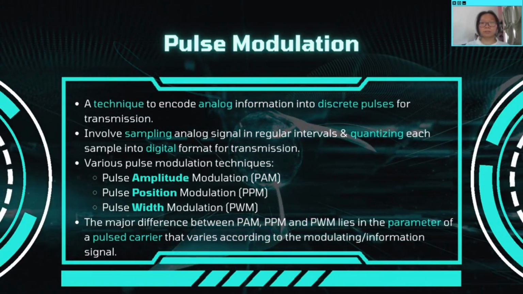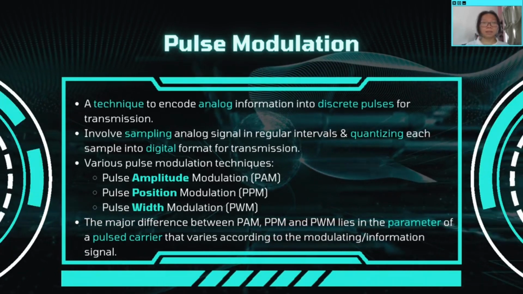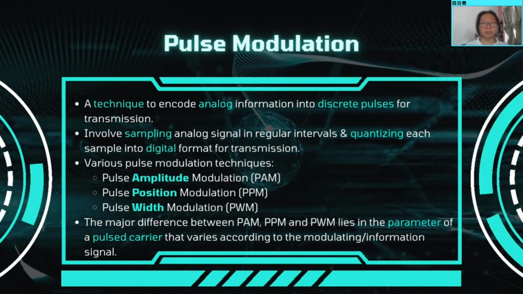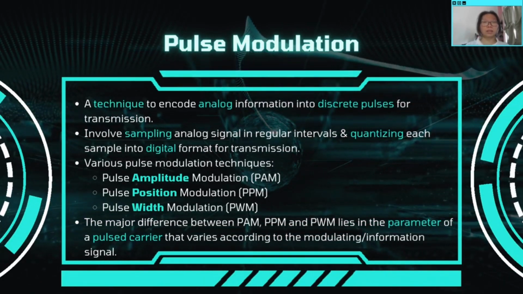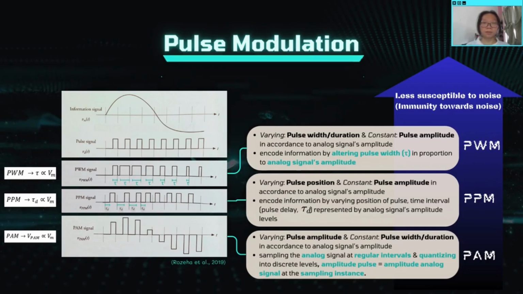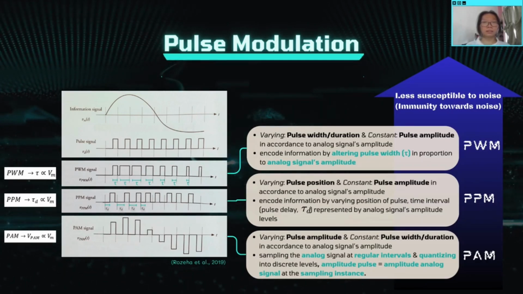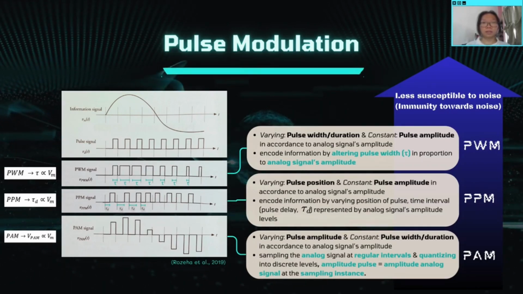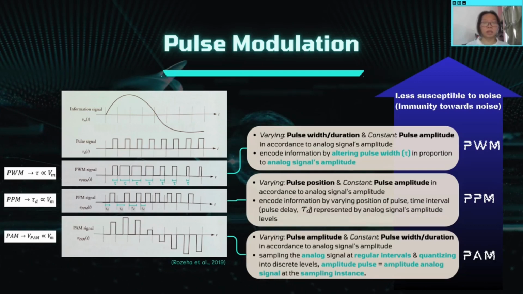The major difference between PAM, PPM, and PWM lies in the parameter of the pulse carrier that varies according to the modulating signal. The varying parameter in PWM is the pulse width or duration. The constant parameter is pulse amplitude. It encodes information by altering the pulse width in proportion to the analog signal amplitude.